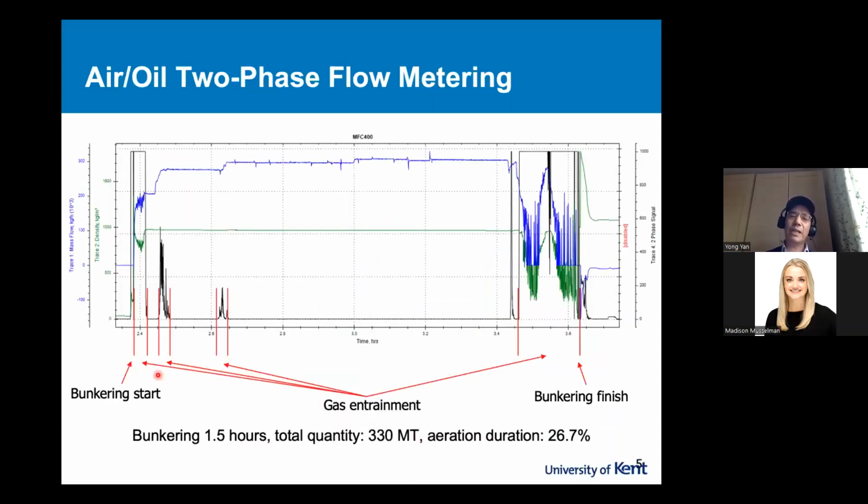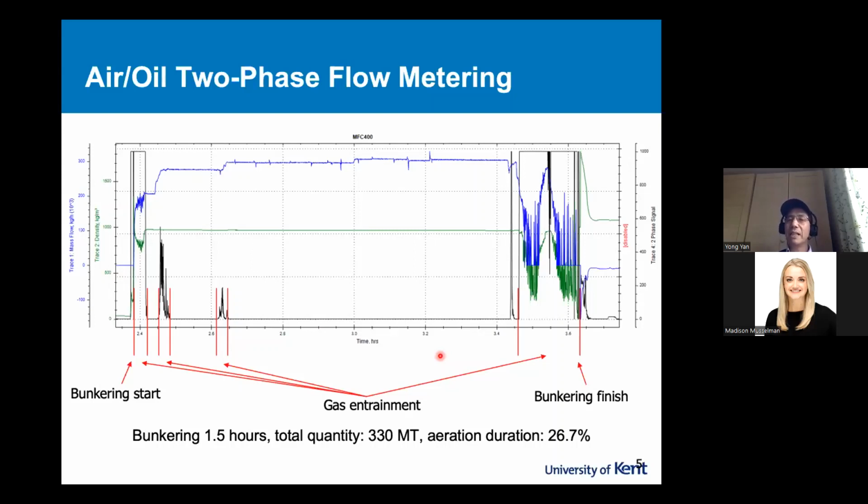Here's an example to demonstrate what happened during a bunkering process. The whole process takes roughly 1.5 hours. The blue line is the flow rate in kilograms per hour. It's steady most of the time, but initially it's uncertain, and during the ending period, you can see it goes up and down all over the place. The other line is the density of oil. It's constant most of the time, but at the beginning and end, it's uncertain because air gets into it. The black line indicates air has got into the system. In fact, 26.7% of the duration has air bubbles in the system. So the customer is buying oil, not air.